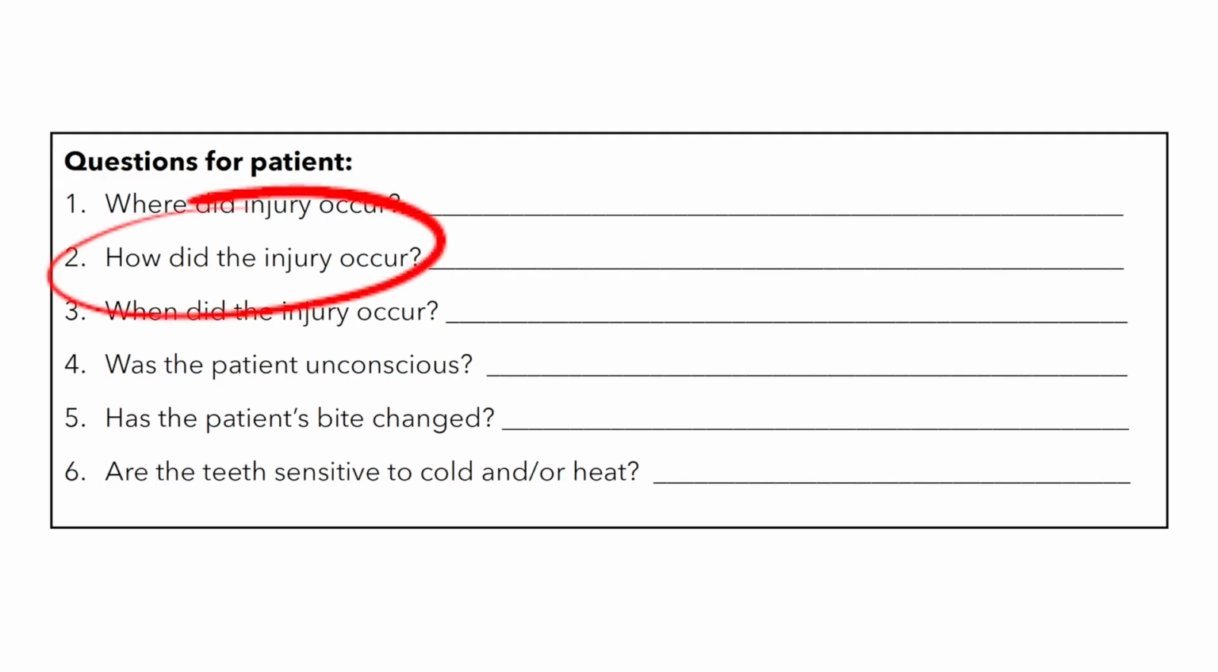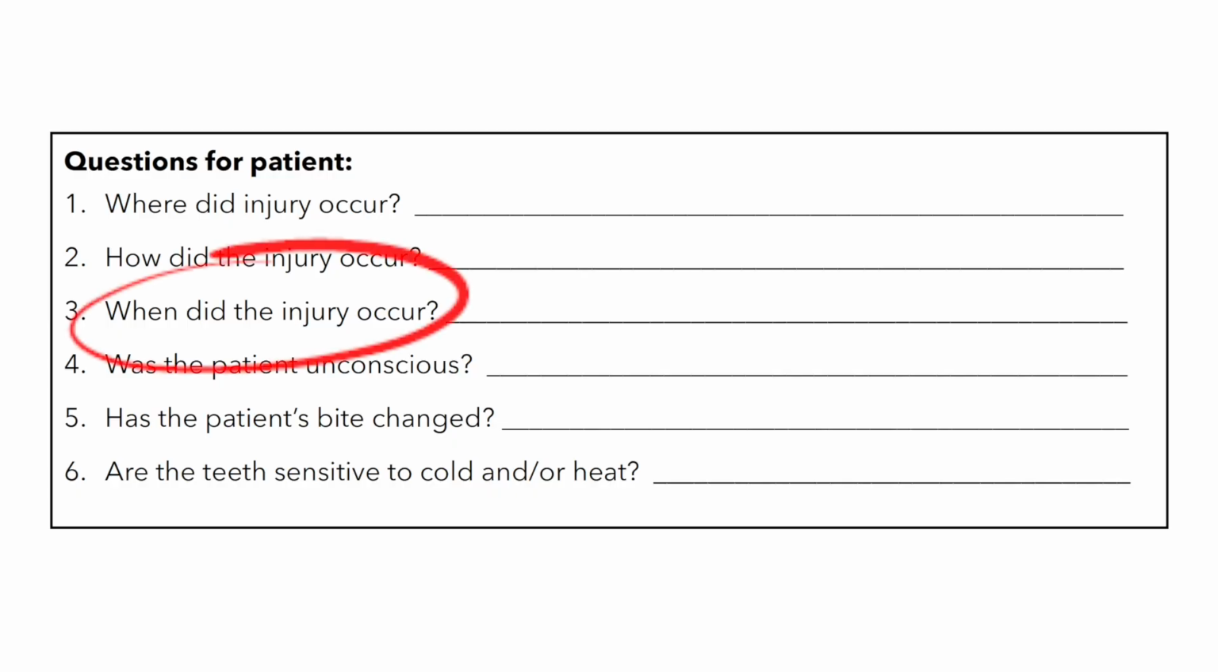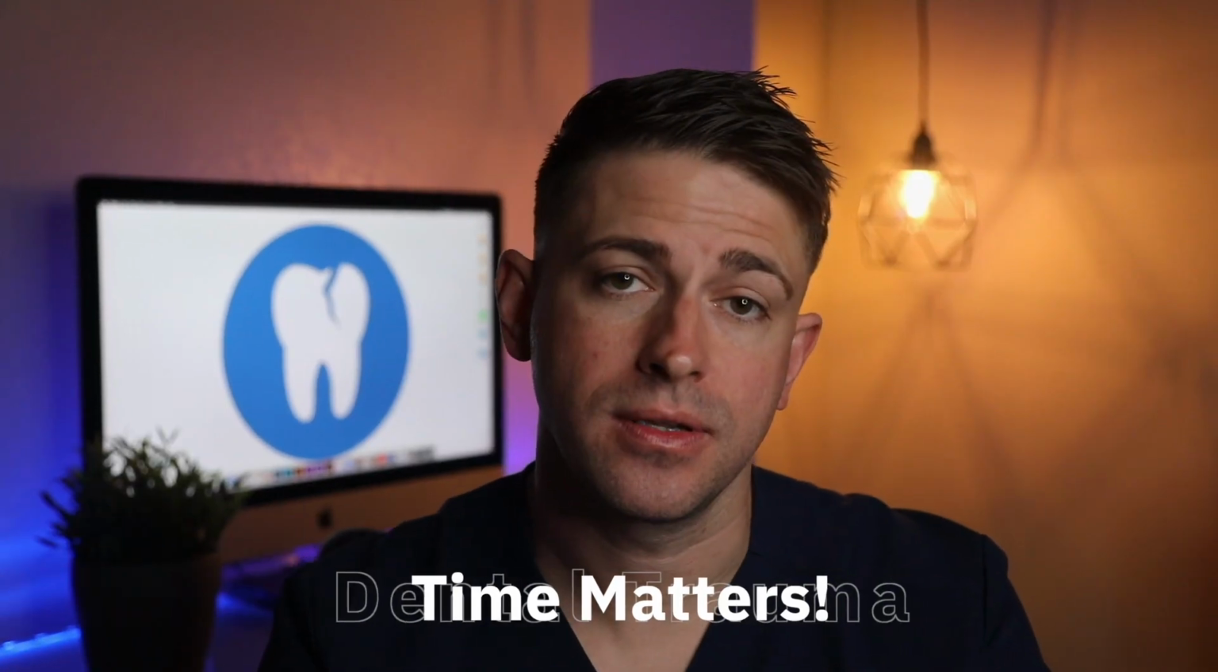How did the injury occur? This is a question that could lead you into possible injuries that need further investigation. Maybe there's a lip laceration due to getting hit with a glass bottle. Perhaps the patient was playing baseball and an avulsed tooth was found in the dirt. All clues that could be important for diagnosis and eventual treatment. When did the injury occur? Was it 30 minutes ago? 4 hours ago? When talking about an avulsed tooth, time is essential and affects treatment.